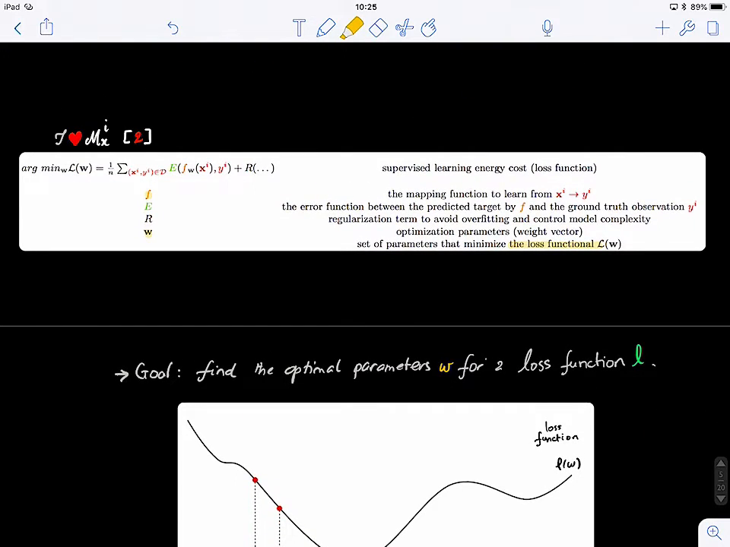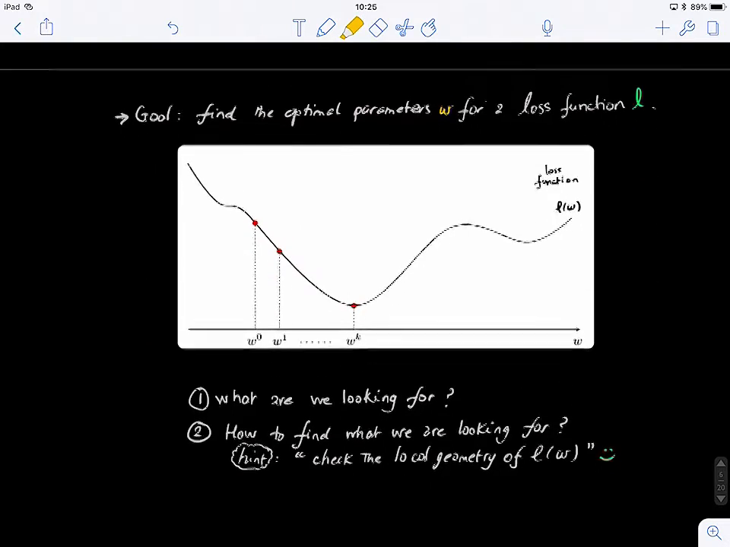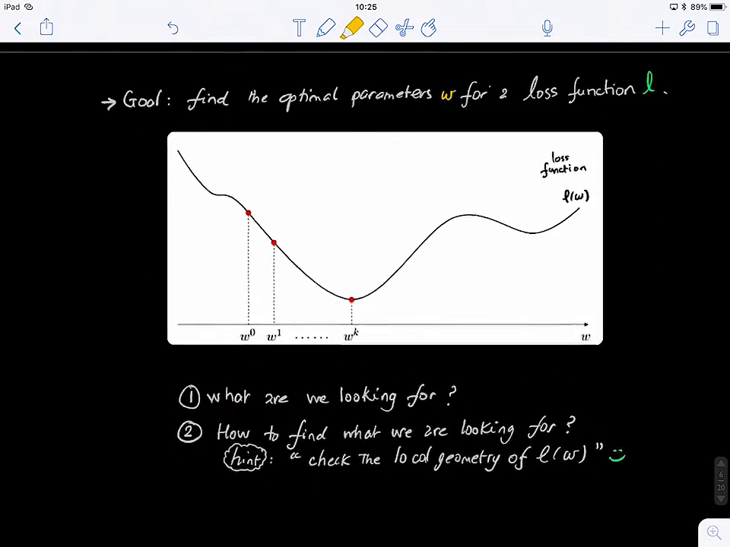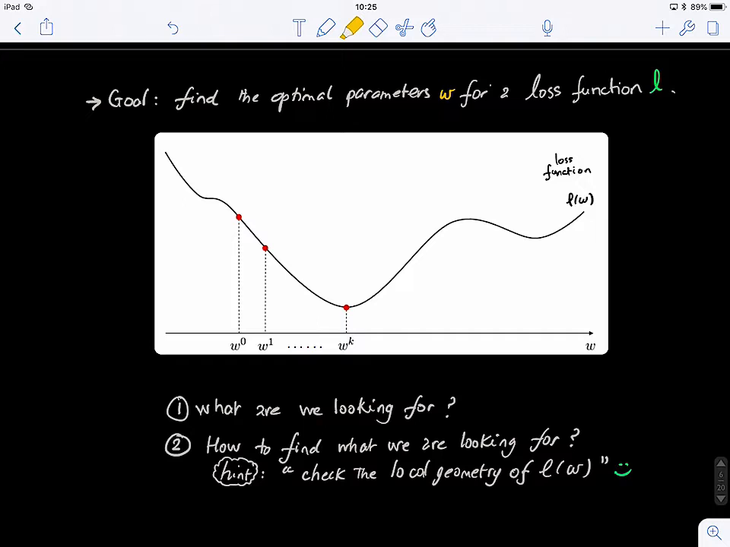And the mapping, we're learning from our input samples xi to yi. Now, I would like you guys to look at this, okay? And tell me, let's hypothesize that this is how our loss function looks like. This is a very simple case. It's a one-dimensional case, so L depends on a scalar W.